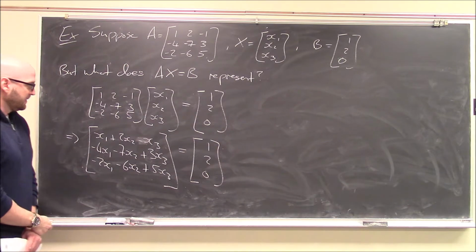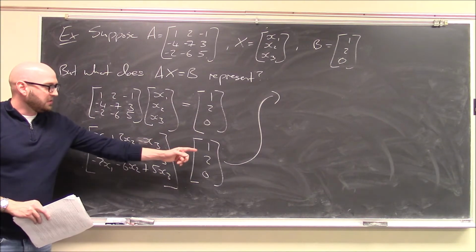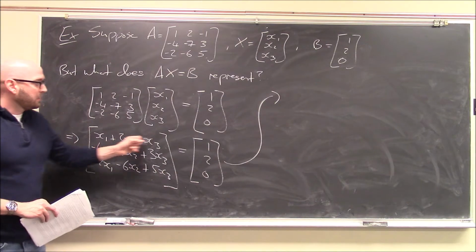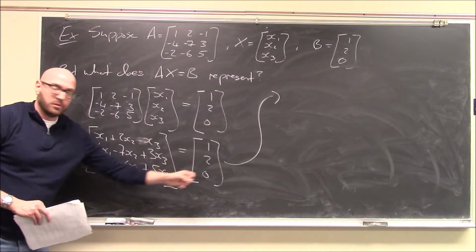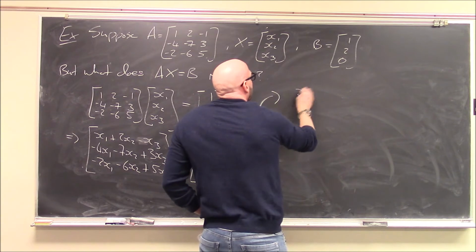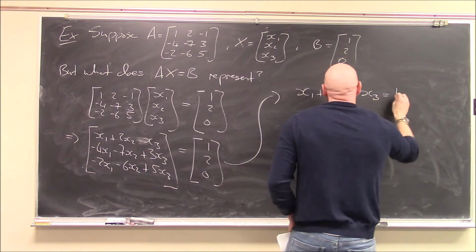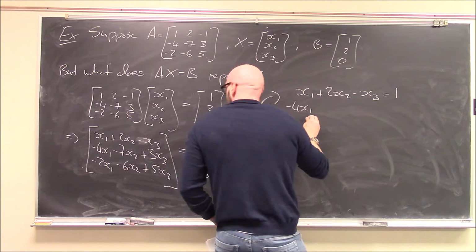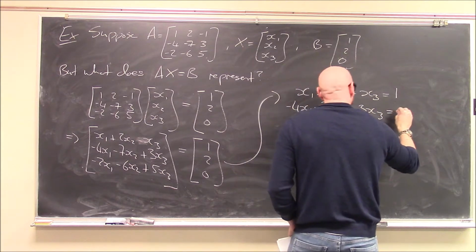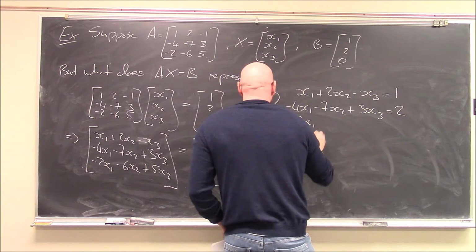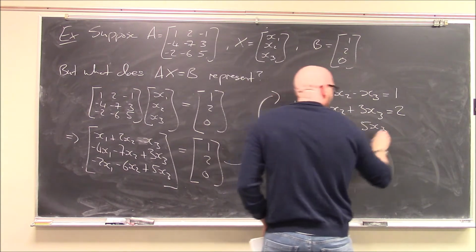Okay? Well, how are two matrices equal to each other? The only way two matrices are equal is if they're the same size, which these are, and if their corresponding entries are equal. So this entry has to equal 1, this entry has to equal 2, this entry has to equal 0. So the only way these are equal is if x1 plus 2x2 minus x3 is equal to 1, minus 4x1 minus 7x2 plus 3x3 is equal to 2, and minus 2x1 minus 6x2 plus 5x3 is equal to 0.